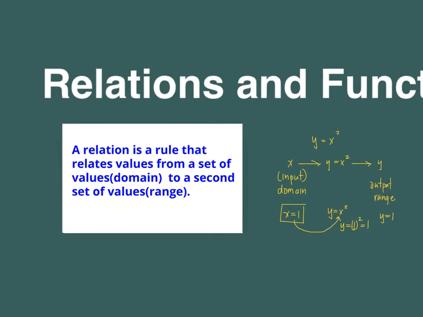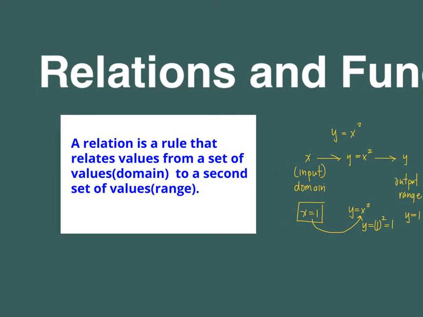Again, always remember that a relation is a rule that assigns values from a first set to another set of values we call the range. Okay, so two important terms are being introduced, and that is the domain and the range. Later on, we will be using these two terms in identifying what could be in the first set and what could be in the second set.